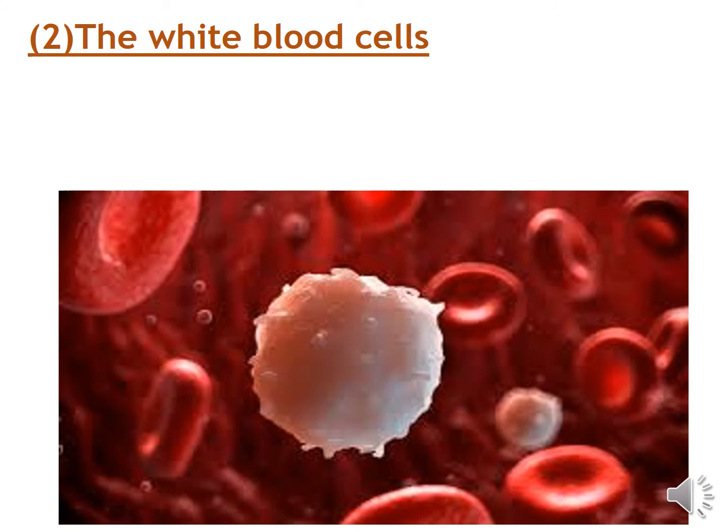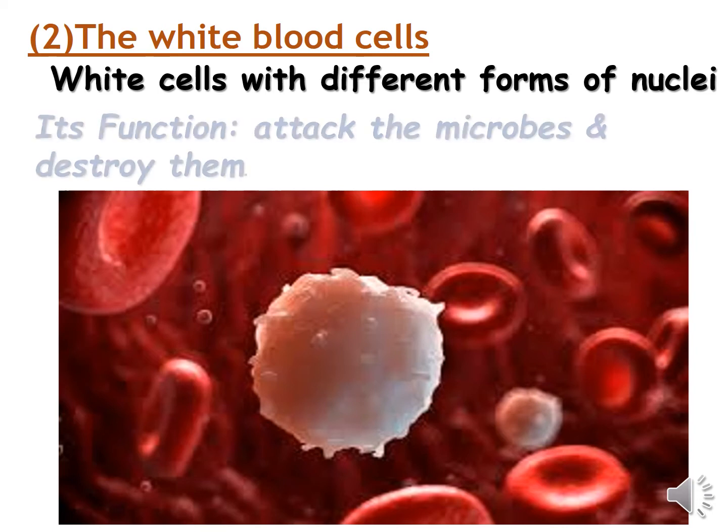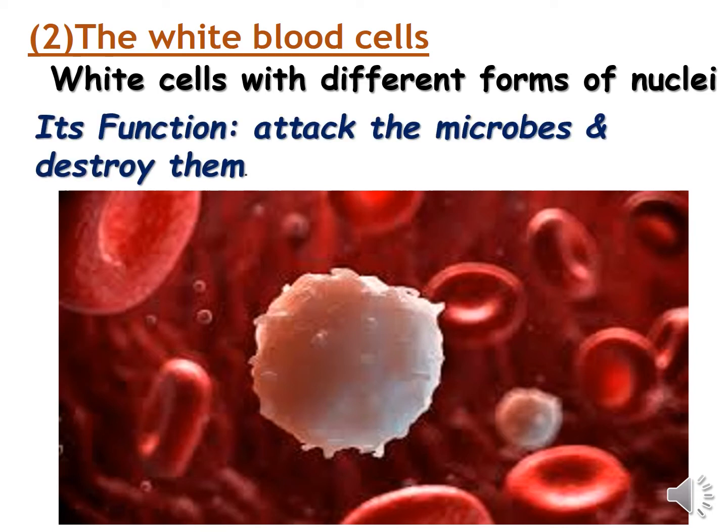The second component of blood is the white blood cells. They are white cells with different forms of nuclei. Their function is to attack the microbes and destroy them. They look like an army. White blood cells defend us against microbes by attacking the microbes and destroying them.